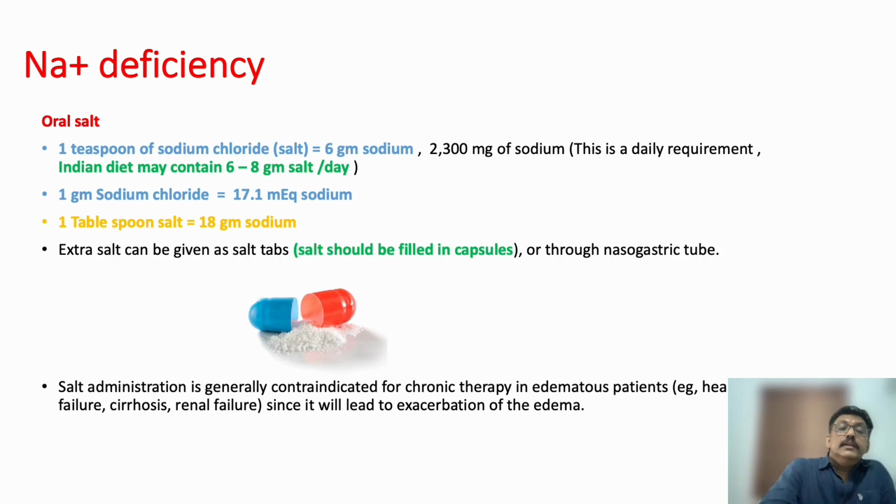So one thing you should remember is normal Indian diet contains 6 to 8 grams, and if you want to give additional salt, suppose you want to give extra 2 grams salt, it has to be 10 grams salt per day. Each gram contains 17.1 milliequivalent salt. So that is also very important. So these values we should remember when we are treating.